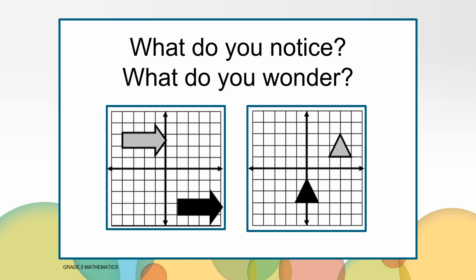What do you notice? What do you wonder? I noticed that the images were moved, yet they stayed congruent, which means they were the same size and the same shape as the original image. They haven't turned or flipped. They simply slid across a line. When images are transformed in this way, we call this transformation a translation.